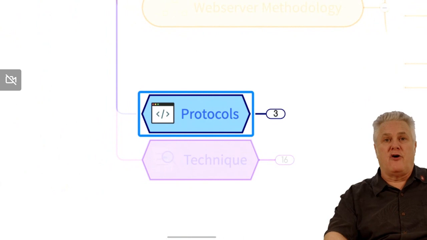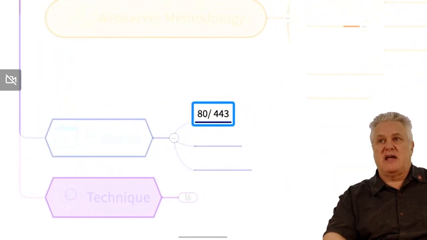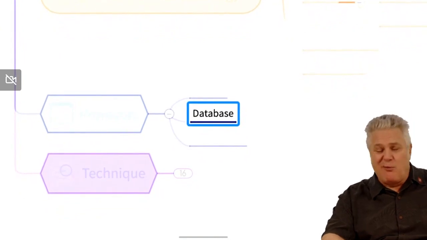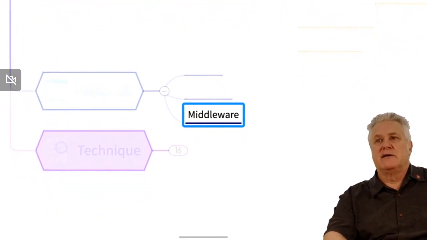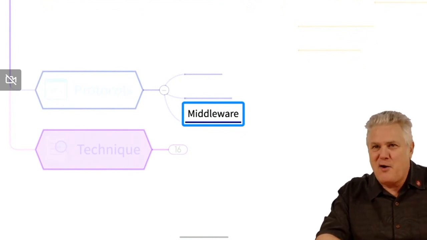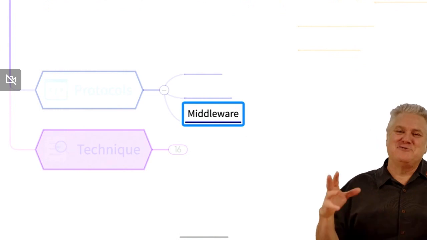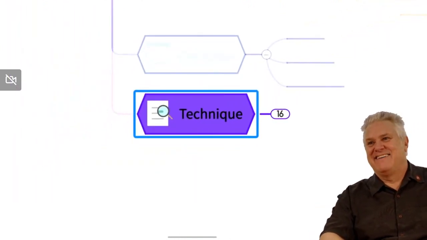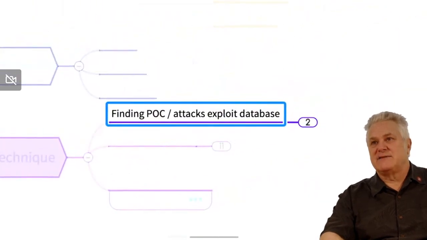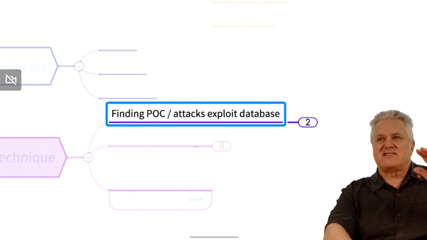Okay, for protocols. The protocols for web servers are simple. It's going to be 8443, some form of a database that may be directly or indirectly connected, and hopefully, I hope all your web penetration tests have middleware. I wish you good fortune for middleware that's out there. Okay, now for techniques, you're going to find proof of concept.